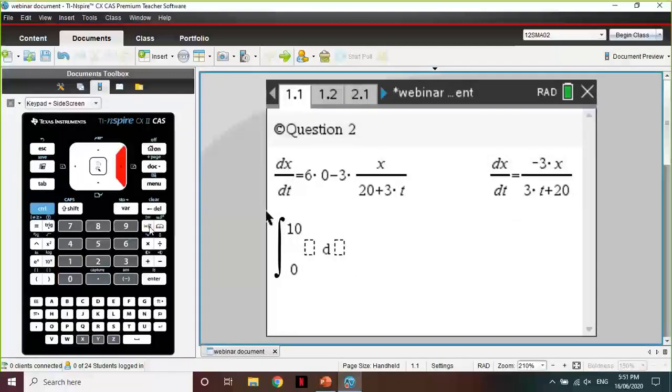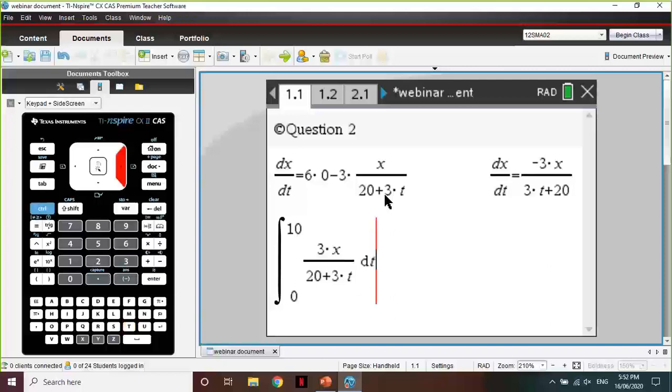Now the outflow quantity, the amount that's actually flowing out, is given by this expression here, 3 times x over 20 plus 3t. So we're going to take that and put it in, that's not going to work. So we're going to put it inside of our integral there. So 3 times x over 20 plus 3 times t, integrate with respect to t.